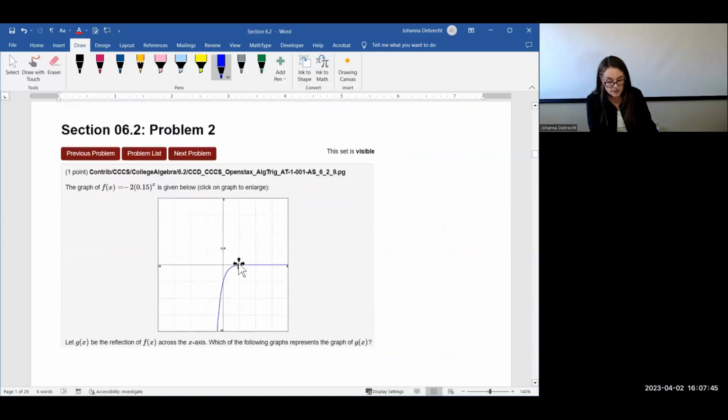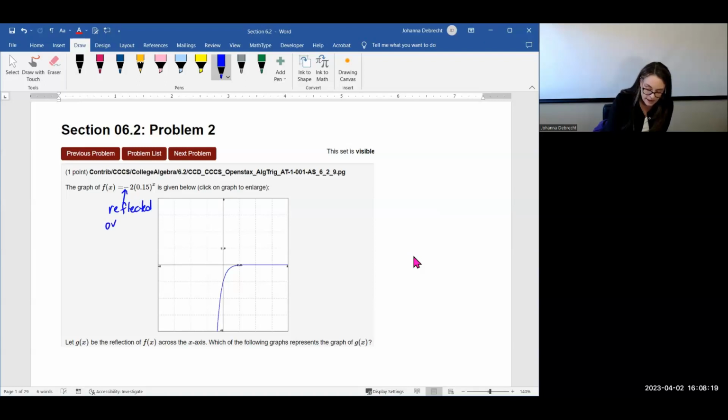Now let's move on to a slightly different problem. This is the graph of negative 2 times 0.15 raised to x. So my multiplicative factor is the 0.15. Now, because that's between 0 and 1, that means that it is a decay function. But it's a decay function that's been reflected because of the negative, reflected over the x-axis.